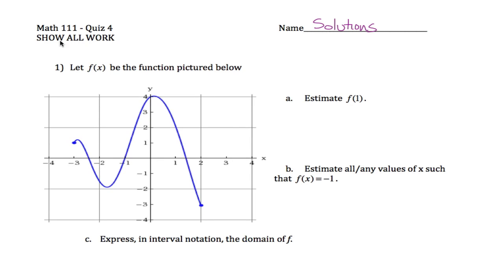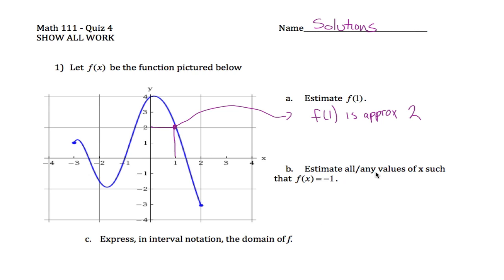Here are solutions to quiz 4 for Math 111. We're given a function and asked all sorts of stuff about it. So in part 1 it says estimate f of 1. So f of 1 is the height when our x value equals 1. So it's the height corresponding with this point right here. So what I would say is that f of 1 is approximately 2? The height when x equals 1 is about 2.